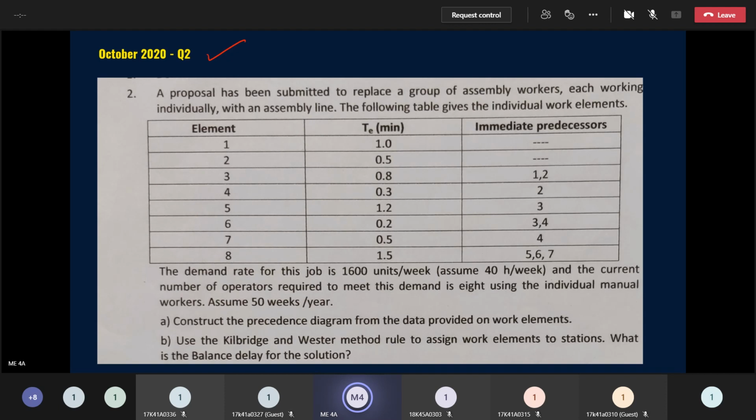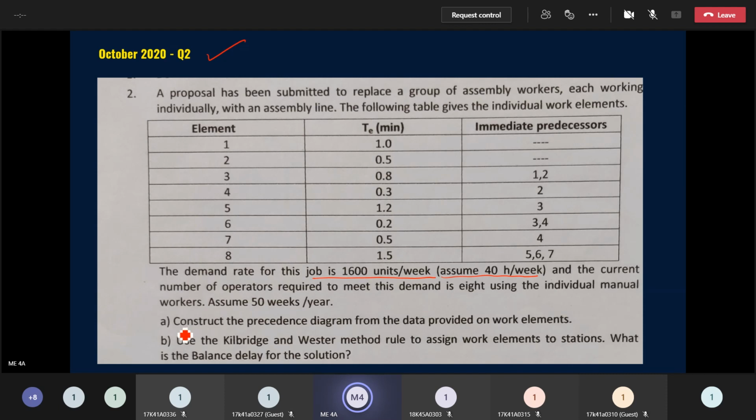A proposal has been submitted to replace a group of assembly workers, each working individually, with an assembly line. The following table gives the individual work elements. So 8 work elements are there, their timings are given, precedences are given. The demand rate is 1600 units per week. That means every week 1600 units must be produced. Assume 40 hours per week. And the current number of operators required to meet this demand is 8, using the individual manual workers. Assume 50 weeks per year.